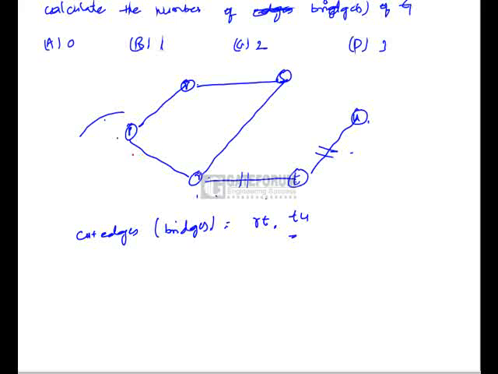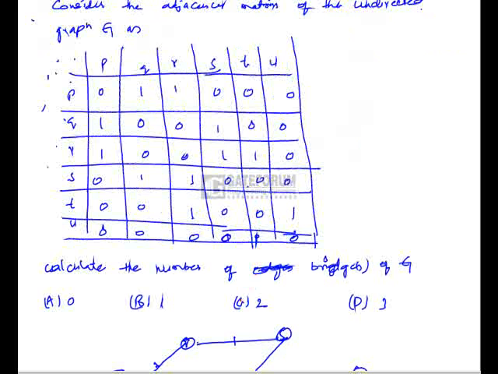Let us see if there are more cut edges. If we delete the edge between P and R, nothing is going to happen. Why? Because the graph still remains connected even if we delete the edge PR. And the same is the case with the edges PQ, QS, QR and RS. So there are only two cut edges. So here the correct option is option C.